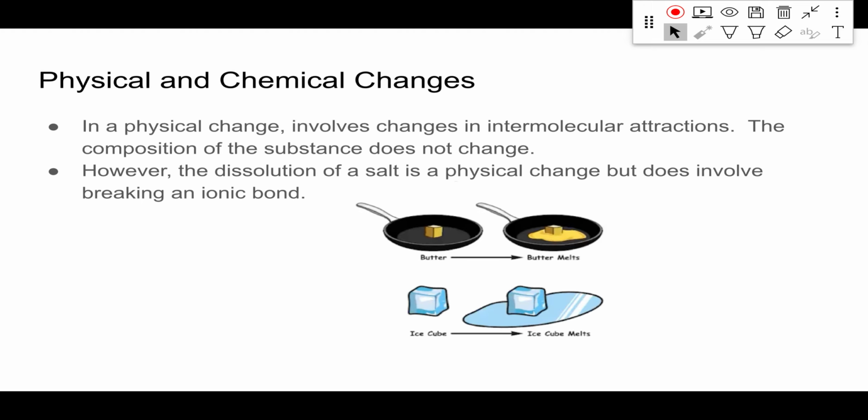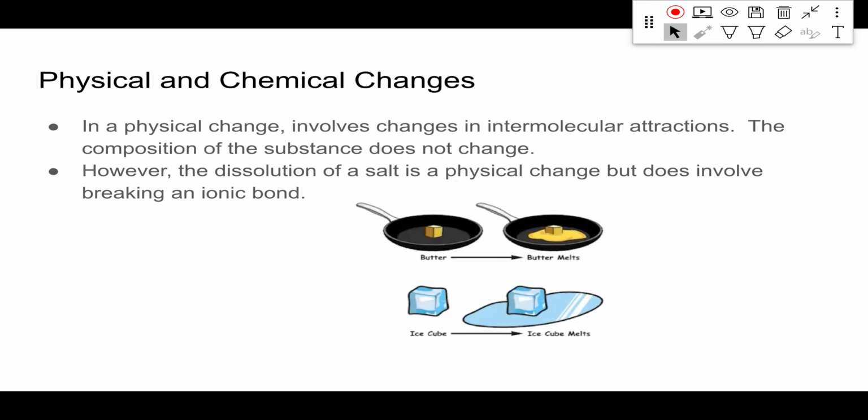So there are some exceptions to that. A physical change doesn't break any bonds, but most of them it only breaks intermolecular forces. So my two pictures are an ice cube melting. That is just a physical change because it's H2O in the beginning and H2O in the end. And then butter melting is also going to be just a physical change.